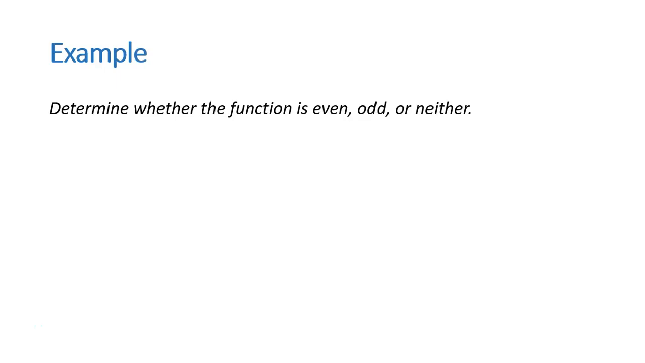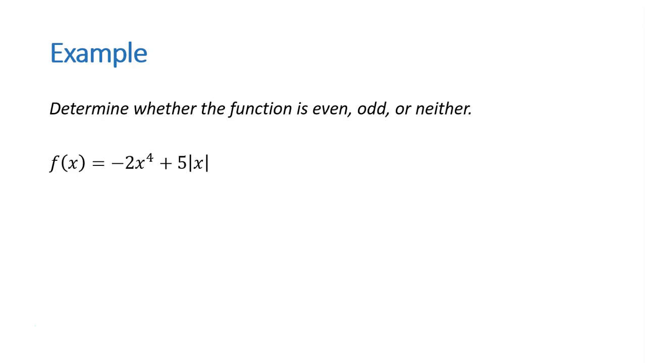Now let's use our algebraic test to determine even and oddness for a function in function notation. So here's our first function. f of x is equal to negative 2x to the fourth plus 5 times the absolute value of x. So our function notation test involves plugging in a negative x in place of x.